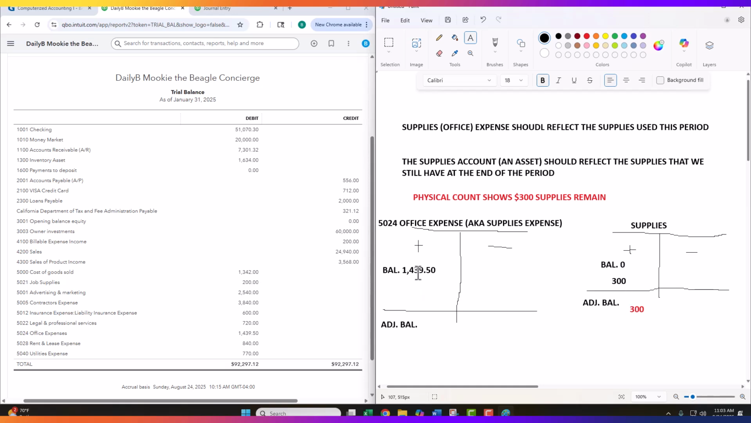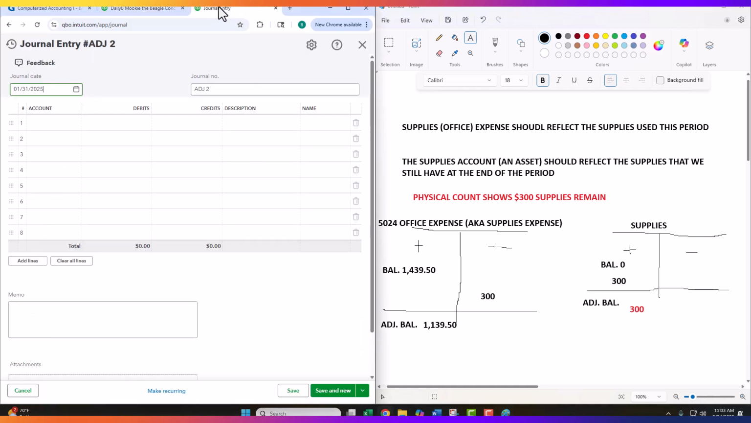Whereas the expense account has too much in it. That $1,439.50 hasn't all been used. So we need to subtract that unused portion, the $300 that remain. Well, to subtract from an expense account, you have to credit it. So that's what we're going to do with the other part of the adjusting entry, is we're going to reduce our expense by crediting it. And that will get our adjusted balance down to the correct amount of $1,139.50.